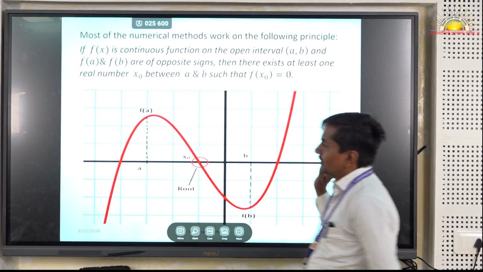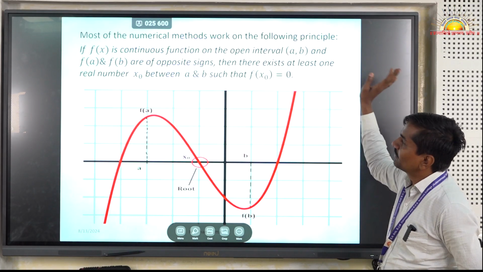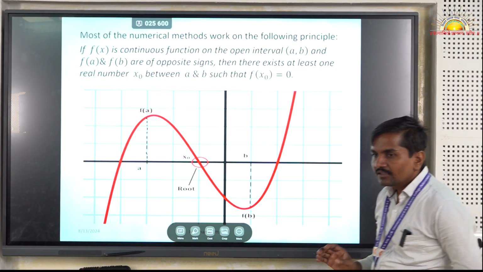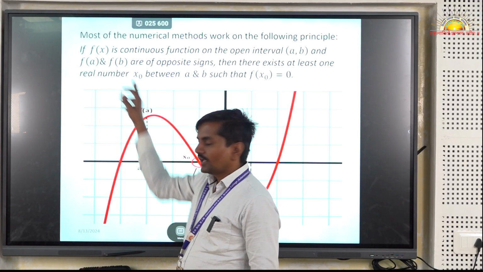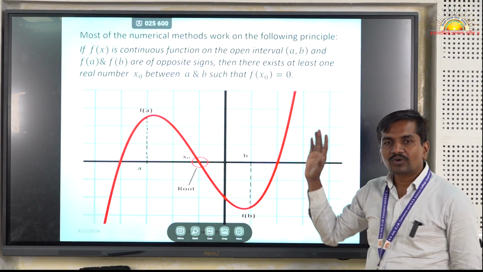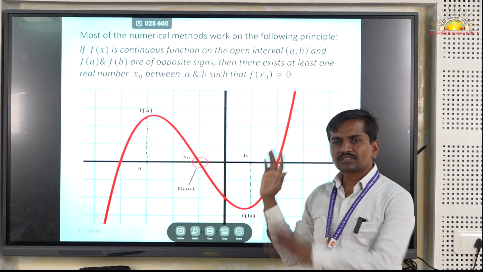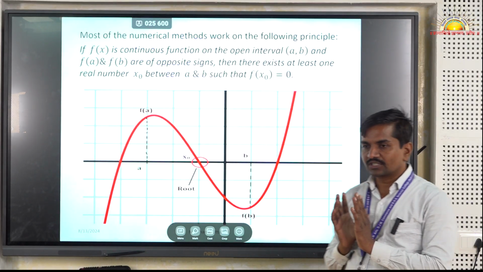The main property is: f of x is a continuous function on the open interval a to b, and assume that the values of the function at point a as well as at point b are of opposite sign. This is the basic requirement for the root of the equation.